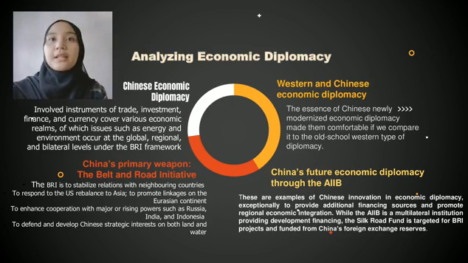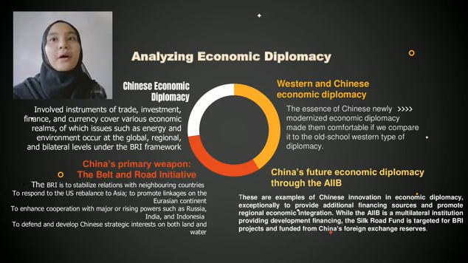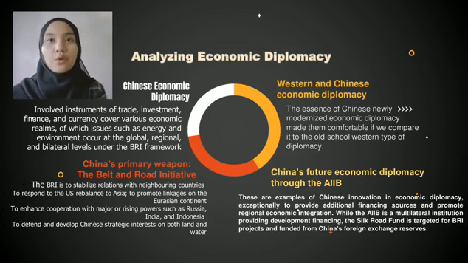The first is to stabilize relations with neighboring countries. Next is to respond to the U.S. rebalance to Asia. Then to promote linkage on the Eurasian continent. Next, to enhance cooperation with major rising powers such as Russia, India, and Indonesia. And to defend and develop Chinese strategic interests on both land and water.